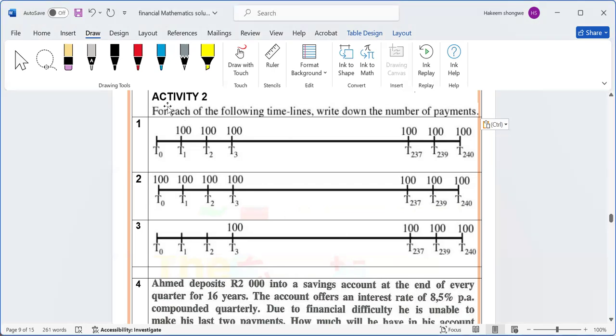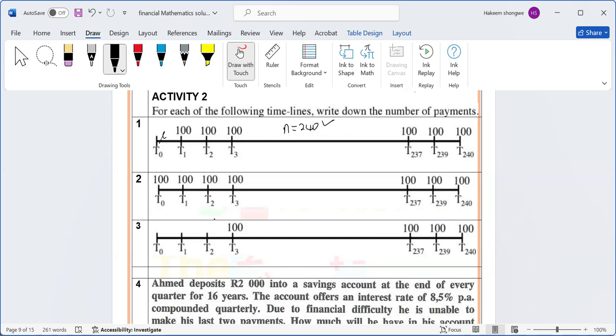N is going to be equal to 240. Yeah, there's no immediate payment if you look at this one. Since there's no immediate payment and we're starting at T1, our N is going to be equal to what? 240. This one is fine.